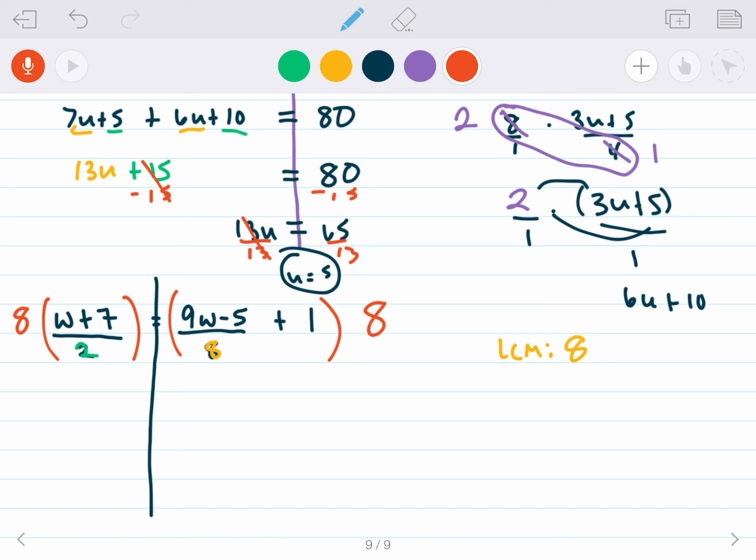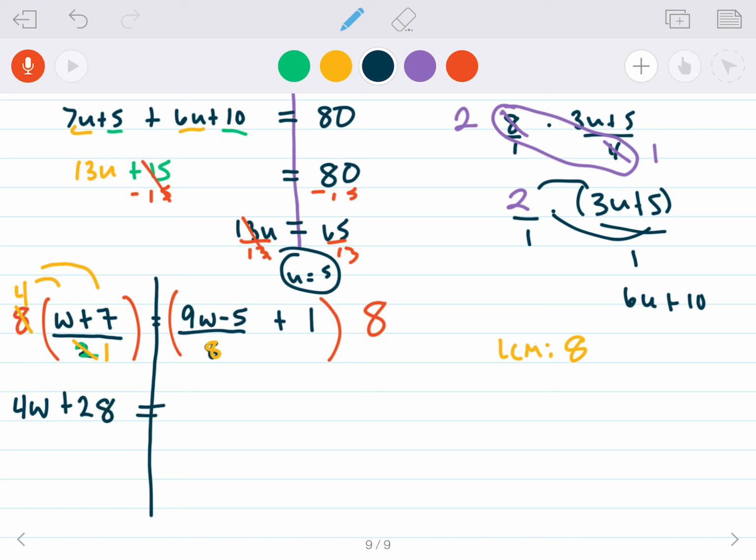And on the left side, these cross simplify. So 2 goes into itself once, 2 goes into 8 4 times, and I have to remember to distribute the 4 to everybody. So on the left, 4 times w is 4w. 4 times 7 is positive 28.